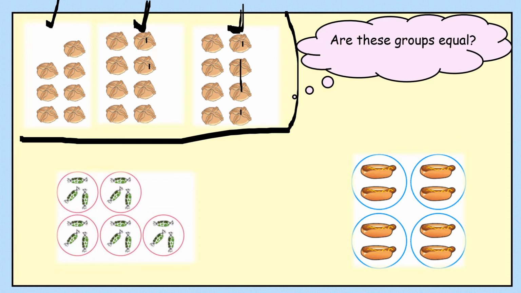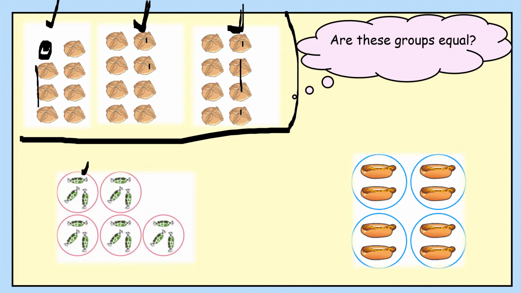What about this last group? I don't even need to count. I can see straight away that there's 6 and one more, and that makes 7. So these groups are not equal. Two of the groups are equal, but the third one is not equal. What would we have to do to this group here on the end to make it equal? That's right, we'd have to add one more. Now each group has got 8, 8, and 8. So they're all equal.